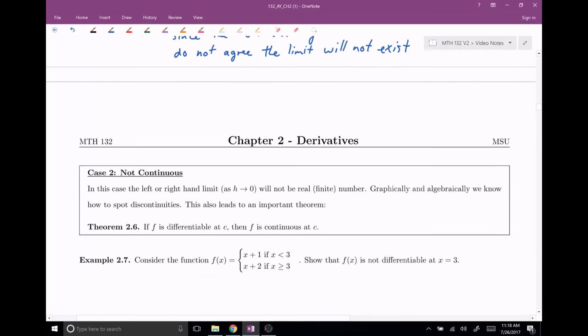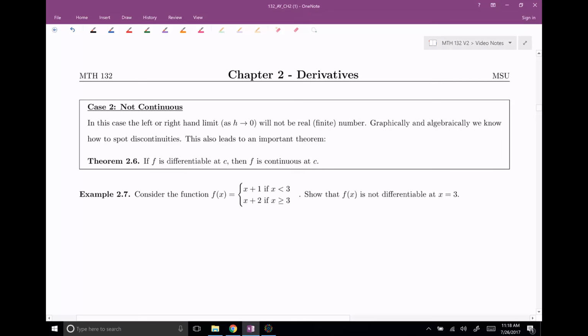Another way it can fail to be differentiable is if it is not continuous. So this is our second case. In this case, the left-hand limit or the right-hand limit, again as h goes to 0, will not be a real finite number. Graphically and algebraically, we know how to spot discontinuities. We've become very good at this back in Chapter 1, right? We were very interested in discontinuities. When is a function continuous?